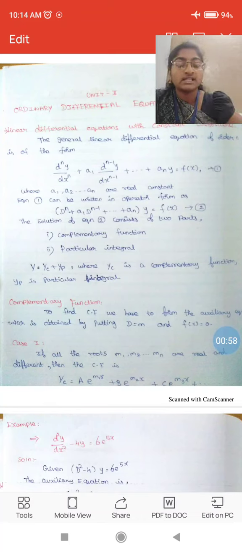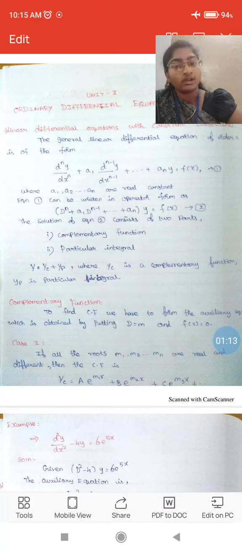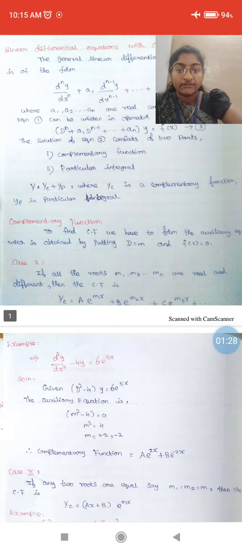Usually this equation consists of two parts, the complementary function and the particular integral. So we will define in this video the complementary function and particular integral. Here we denote the formula y = yc + yp, where yc denotes the complementary function and yp denotes the particular integral. So we are going to see the complementary function as the first topic. See the definition here.